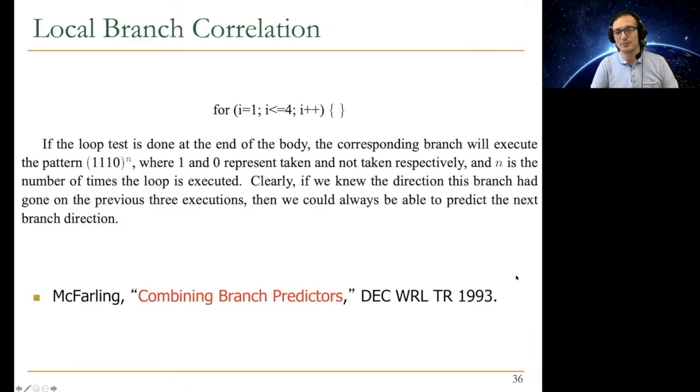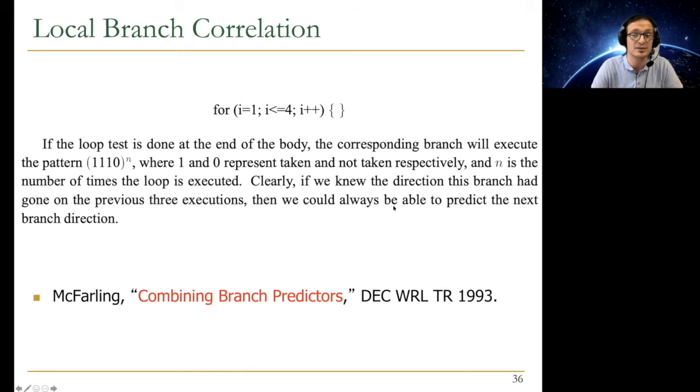And the best way of motivating this is actually how the paper that I assigned you does it. They actually talk about local branch correlation first, because it's maybe more intuitive to people. But basically, you can see there's a branch over here, the for loop. It iterates 3 times, it's taken 3 times, and it's not taken once. And you can read over here, basically, if the loop test is done at the end of the body, the corresponding branch will execute the pattern 1, 1, 1, 0 to the n, where 1 and 0 represent taken and not taken respectively, and n is the number of times the loop is executed.